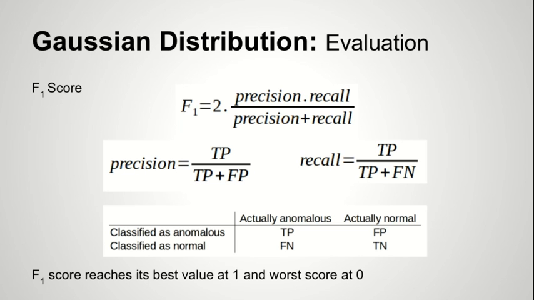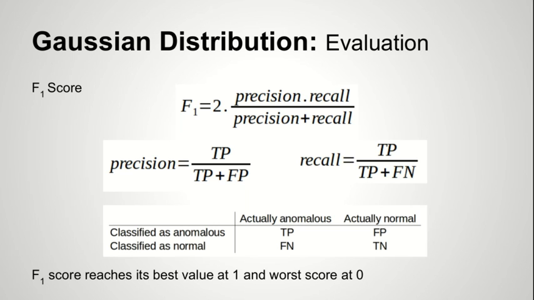So how can we tell that our program is performing well? There are several metrics for that, and I'll be discussing the F1 score. It takes into consideration precision and recall. Precision takes into consideration true positives and false positives. On the other hand, recall takes into consideration true positives and false negatives.